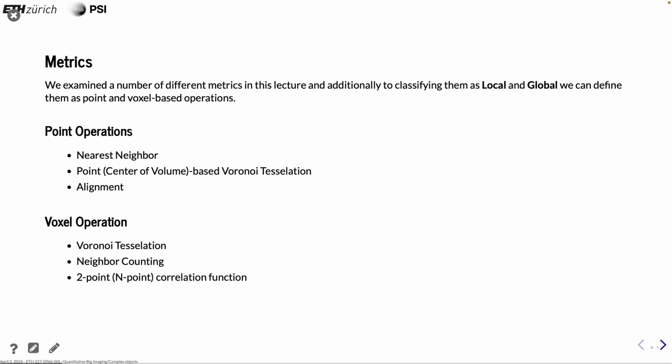We have some metrics. You can look at the nearest neighbor. That requires that you actually have identified the cells, and then you can do some kind of neighborhood calculation. I would guess it has an n² complexity, but for a small data set, that is feasible. You can also look at point or center based tessellation, or how they are aligned. Voxel based, you can go for Voronoi tessellation, neighborhood counting, or some endpoint correlation function.